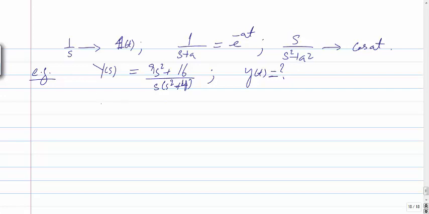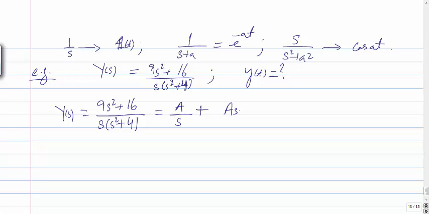We just write Y of s, 9s square plus 16 over s into s square plus 4, as equal to, we take the roots here. For a single root we just assume a constant on top, a over s. For the second order we assume a first order polynomial with different parameters, for example bs plus c, divided by s square plus 4. Now we have to find these unknown terms, so we use partial fraction techniques.